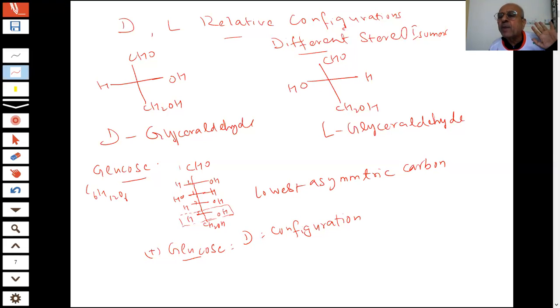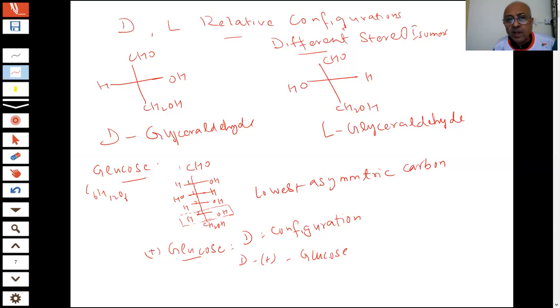If the configuration changes, the properties will change. The activity of the glucose will change. Important point to note. So the glucose which we are talking about is D glucose, students. And this you will find as D plus glucose. What does it mean?